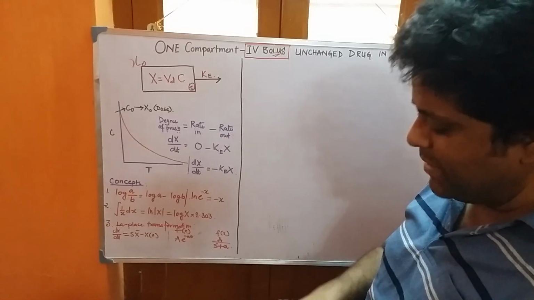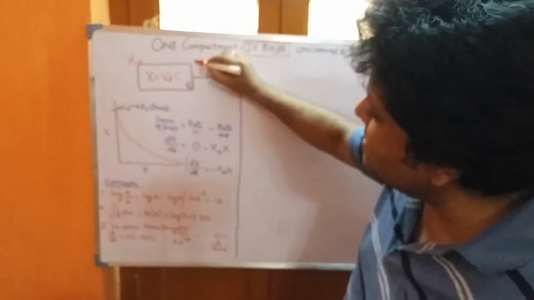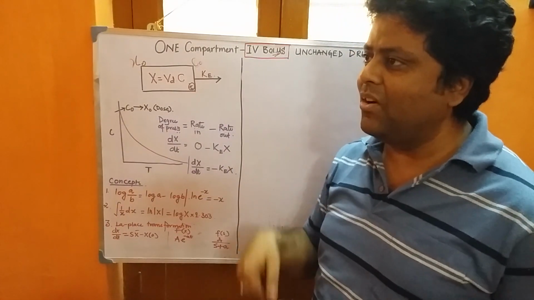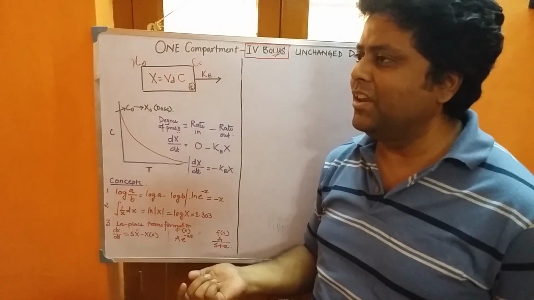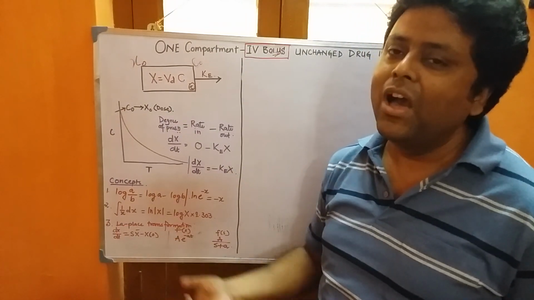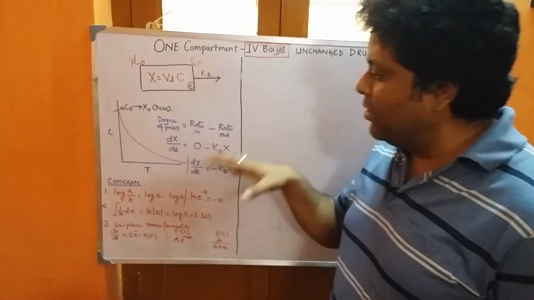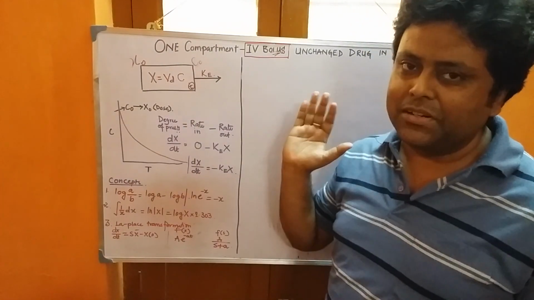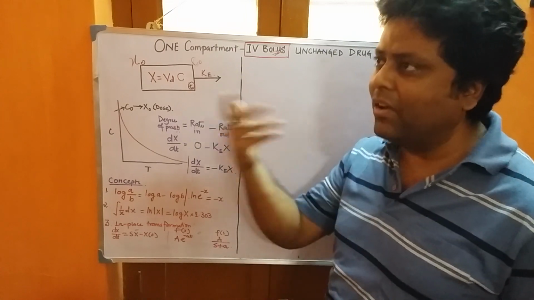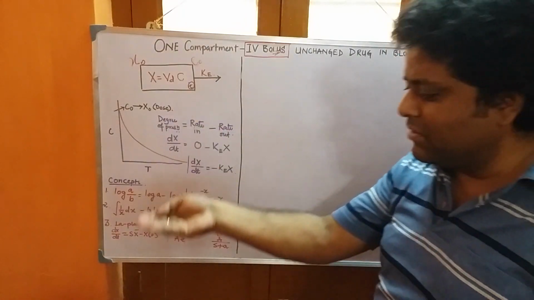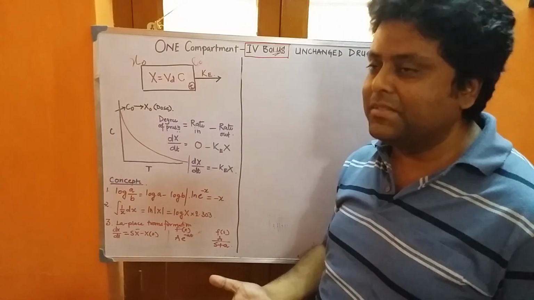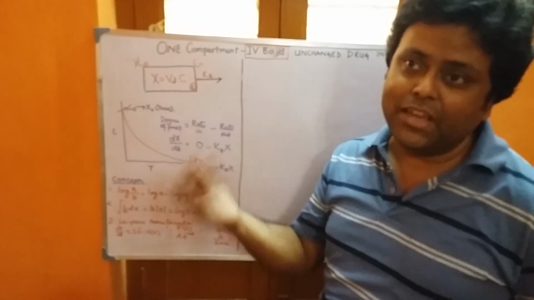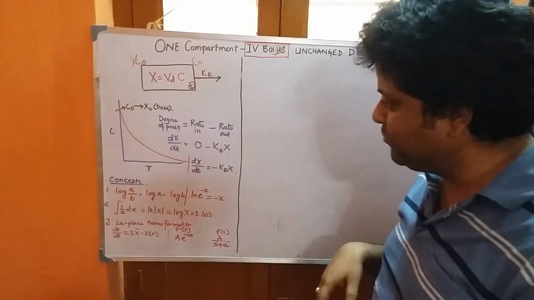C naught, what do you mean by the C naught? C naught is considered as the initial concentration of the drug when X naught is being given in our body in the form of IV bolus. So as per the rule, the rate at which the drug is presented in our systemic circulation is represented as dx by dt, the small change of the drug with respect to the time.